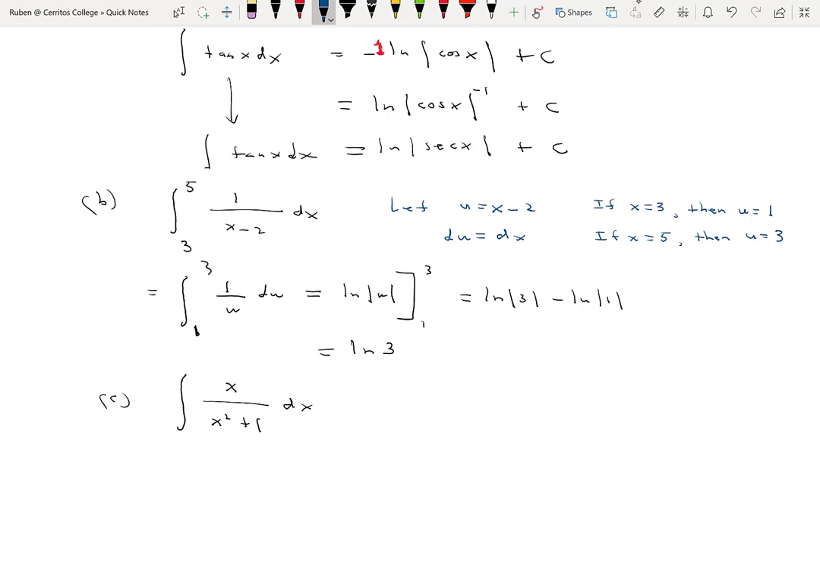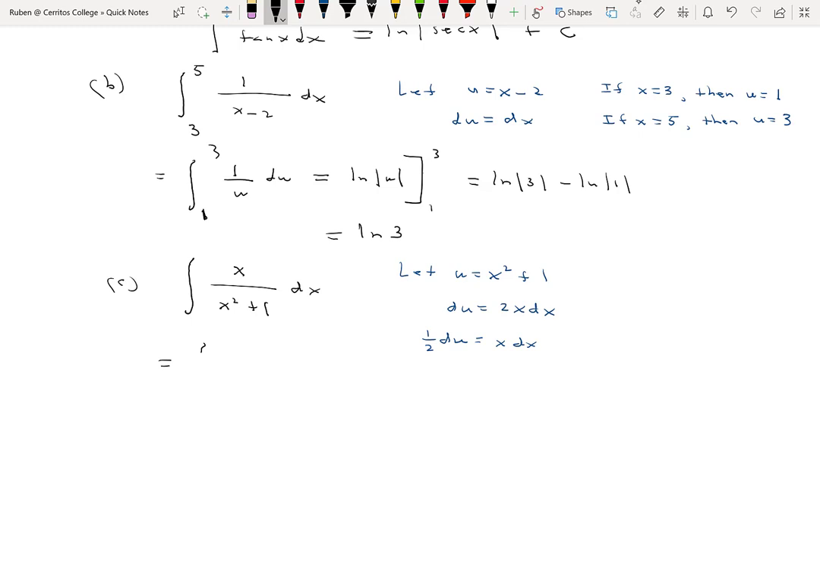So let's make a u substitution here. Let's try to transform this into the logarithm integral. So let's let u equal x squared plus 1. So then du equals 2x dx. So x dx equals 1 half du. And now we can transform the integral from x's to u's. x dx is 1 half du. And I'm substituting x squared plus 1 for u.